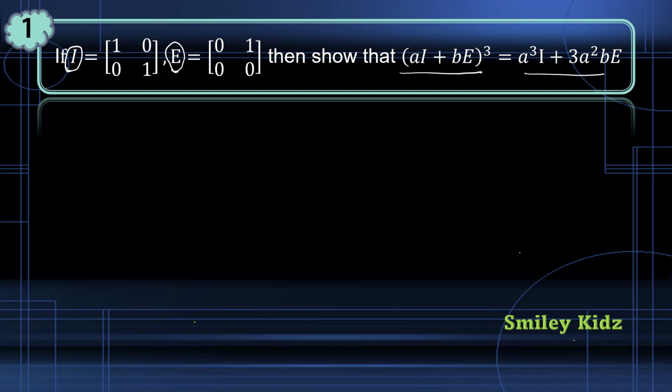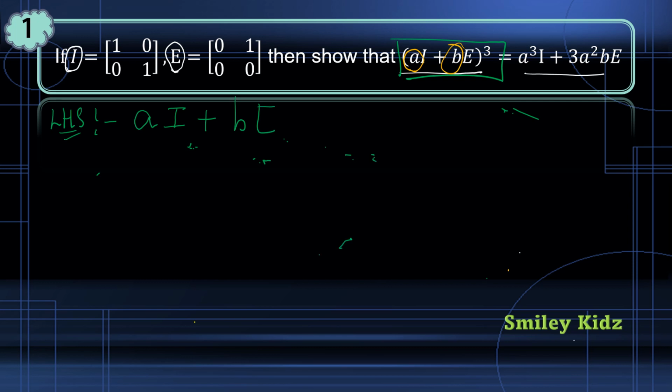Now I'm sure you must be wondering what this A and B are. Alright, let me tell you. These A and B are the scalar multiples that we have previously discussed. Alright, now let's first consider the LHS part of our question, that is (AI plus BE) whole cube. Alright, this is the LHS part of our question.